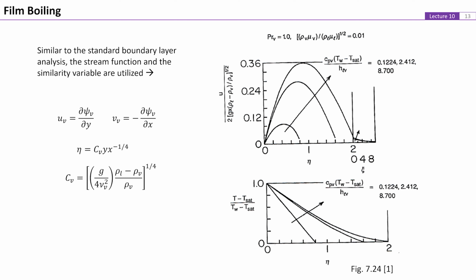A similarity variable eta is used to convert the partial differential equations to ordinary differential equations. Figure 24 shows the results for velocity profile and temperature profile.